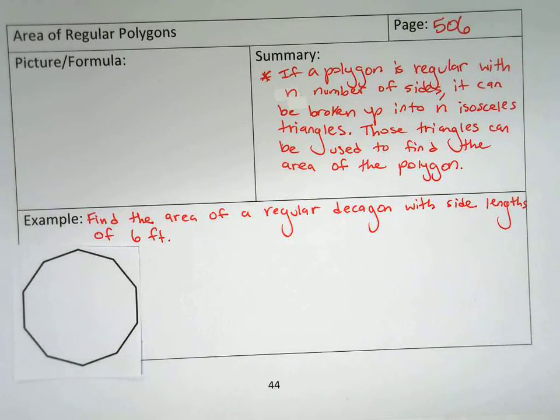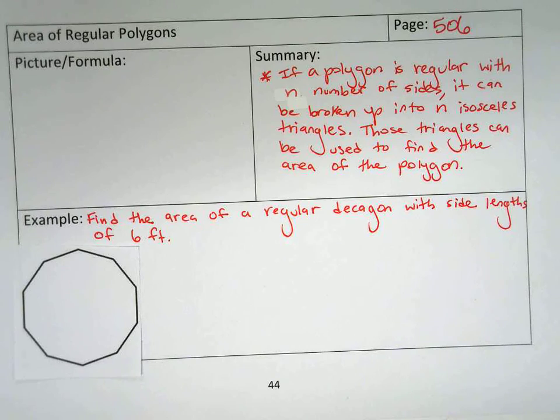We're going to look at finding the area of regular polygons. This is on page 44 in your math notes, and it's on page 506 of your textbook. You don't have a picture or a formula for this. The formula varies from one to the next. So we're just going to put a summary.